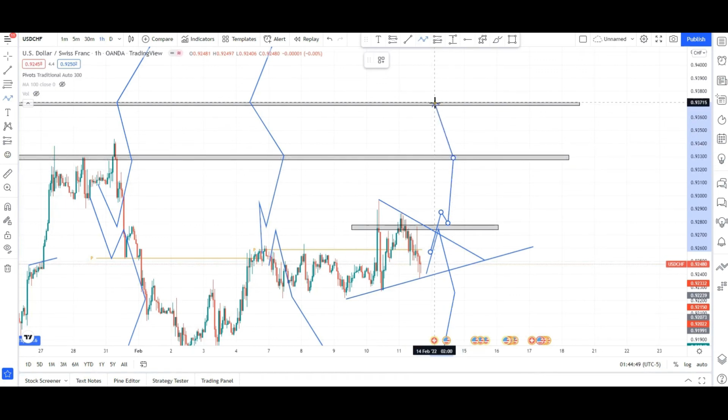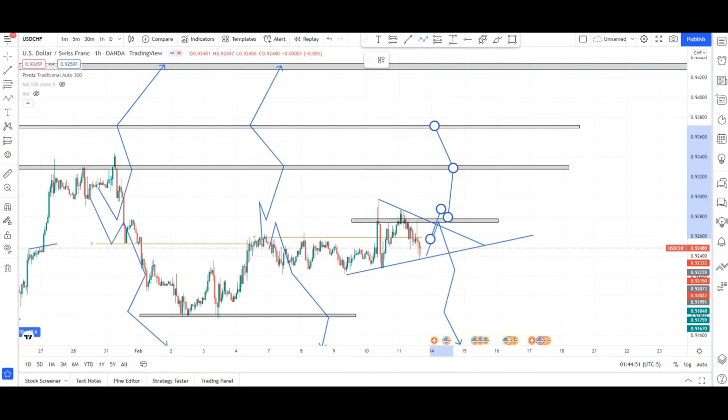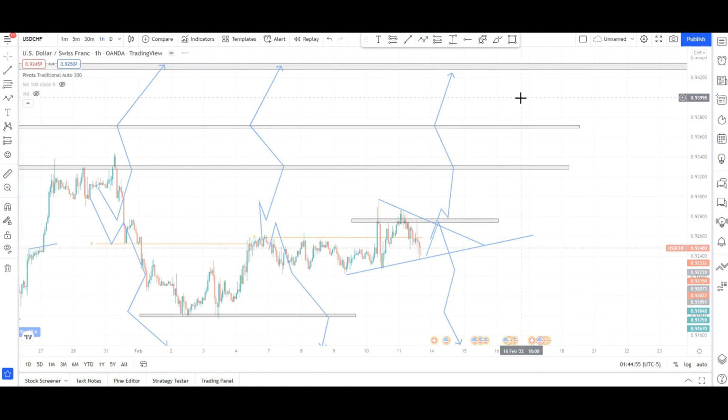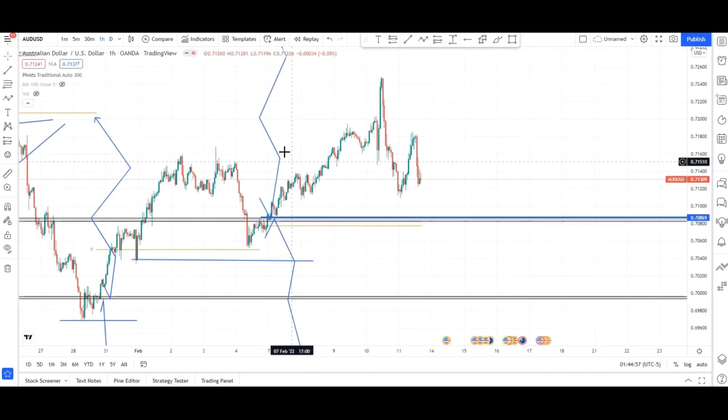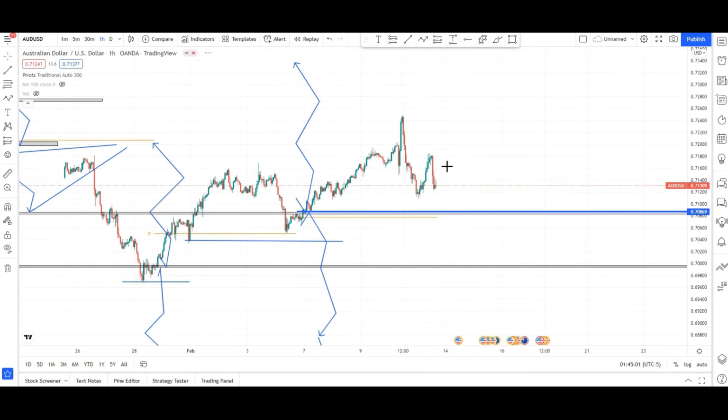This is your first target, second target, and your third target. If it breaks upside, it gives us very nice momentum. Okay guys, now we can see EUR versus USD. It is giving us very nice momentum right now.